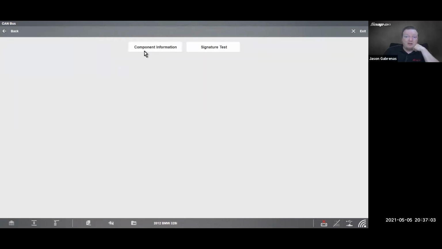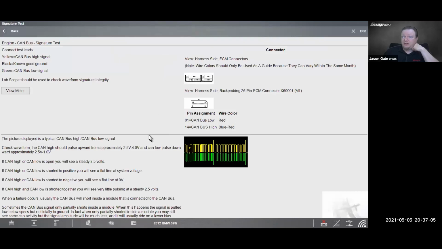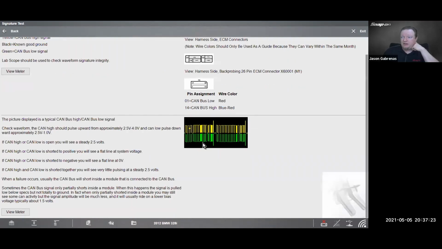You can go to component information to learn all about it, or I can do a signature test. Signature test is going to show me what that CAN bus is supposed to look like. It's going to tell me where to hook up. So if I have a Snap-on tool, it's color coded, right? So if yellow, black, and green, yellow is going to be channel 1, green is going to be channel 2, and then black goes to a known good ground. We'll see this pattern right here, and that pattern looks a little bit different, right? So in this pattern, we have this extra little blip at the end.